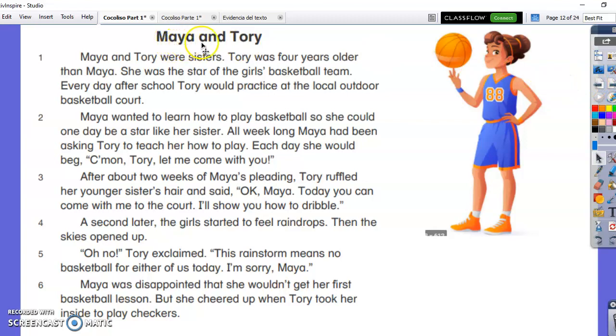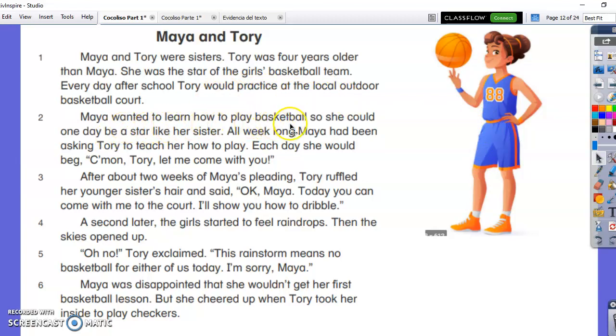First, we have this story. The title is Maya and Tori. Maya and Tori were sisters. Tori was 4 years older than Maya. She was the star of the girls' basketball team. Every day after school, Tori would practice at the local outdoor basketball court.